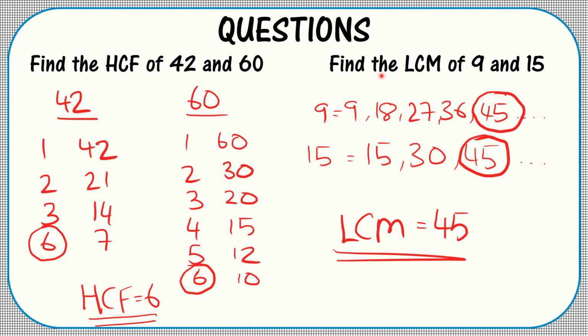The second example, find the lowest common multiple of 9 and 15. Some of the multiples of 9 are 9, 18, 27, 36, 45. And some of the multiples of 15 are 15, 30, 45, and so on. As you can see, the smallest number that is common in both of these multiplication tables is 45. So the lowest common multiple is 45.